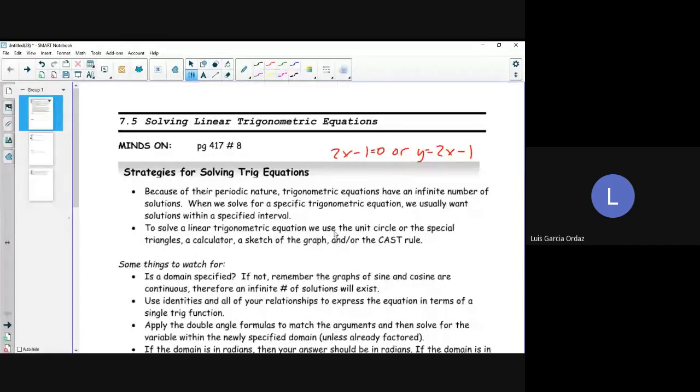Okay. So like I said, we're going to be looking at solving linear trig equations. An example of a linear equation in general would be y is equal to 2x minus 1. And obviously, when it comes to linear equations, we are always solving for the roots. So to solve for the root, we just set y equal to 0, which gives us 2x minus 1 is equal to 0. And when we isolate for x, we get x is equal to 1 over 2.